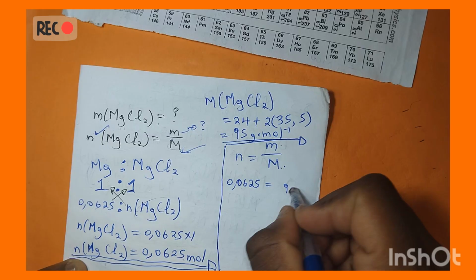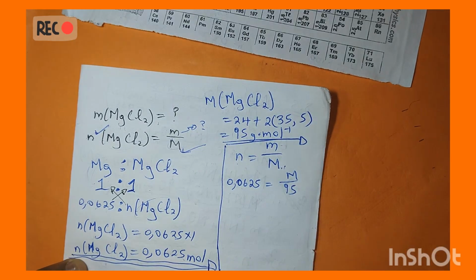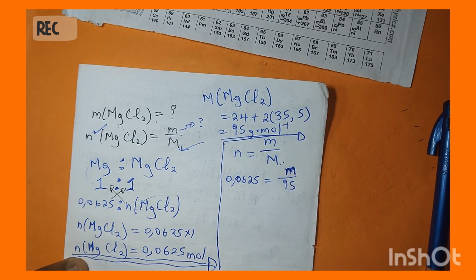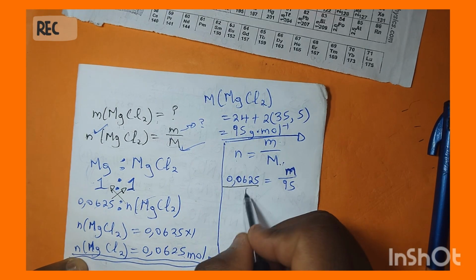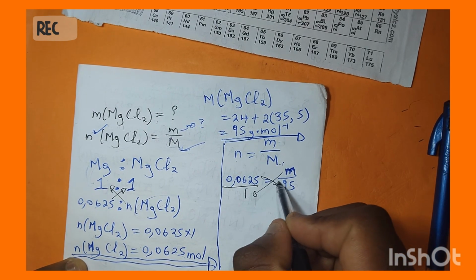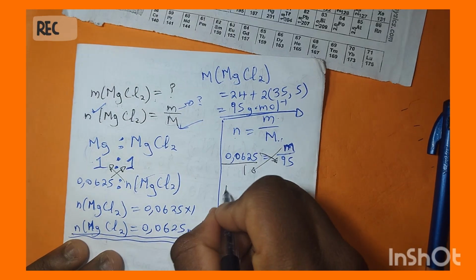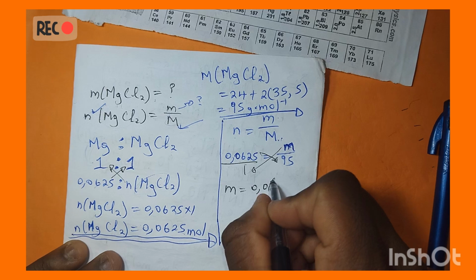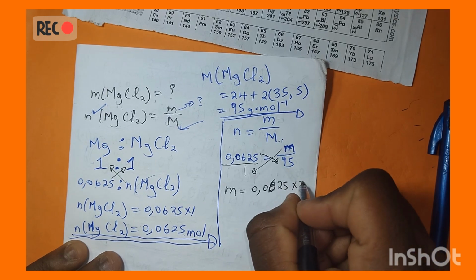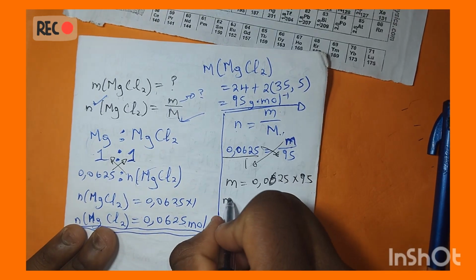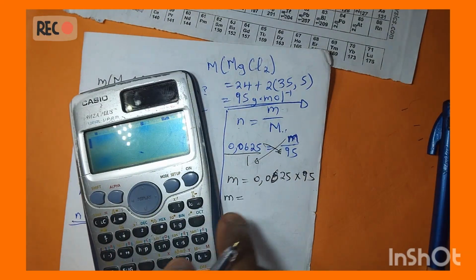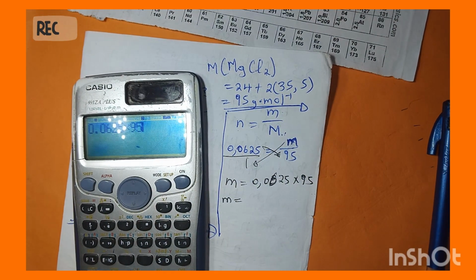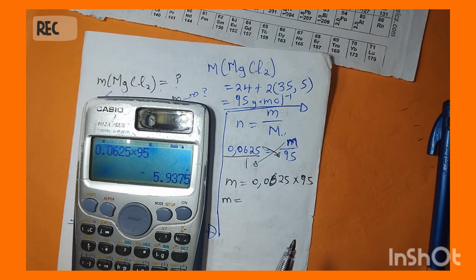0,0625, which is m there. Oh, it's small m guys, don't do the big M, it's small m there. So now what I can do is cross multiply, this multiply here, this multiply there. This will become m, which is 0,0625 multiplied by 95. So there I will get my answer, this multiplied by that, which is, this is what I get there.